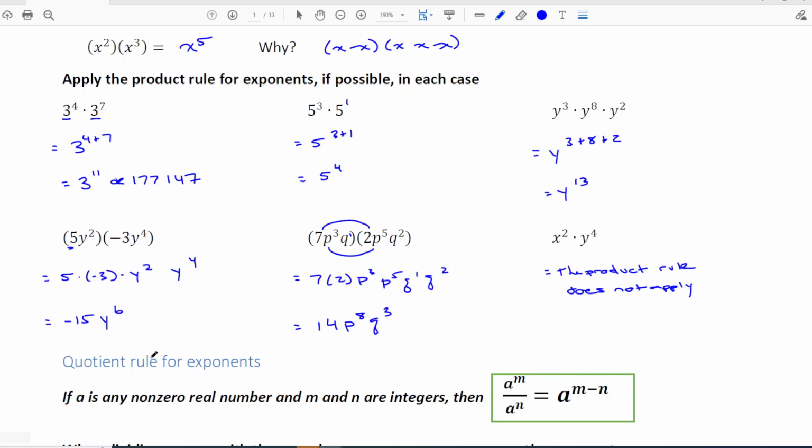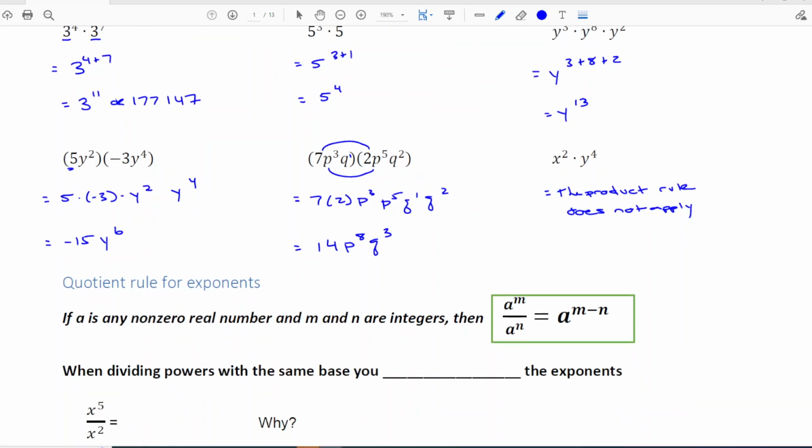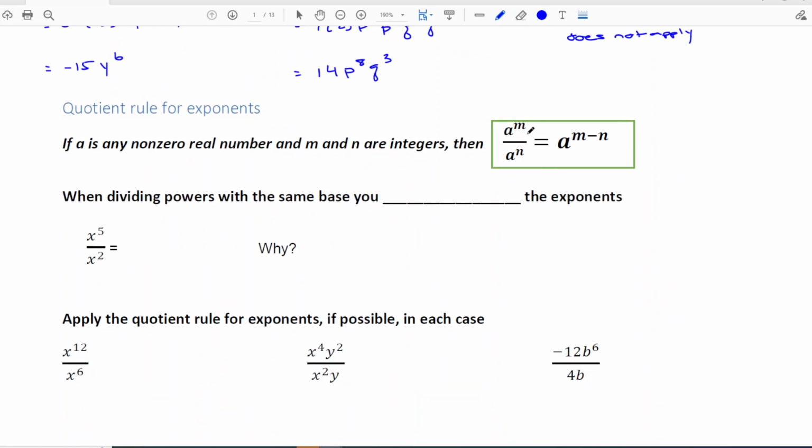Awesome. Okay, the next rule is the quotient rule. So the quotient rule is when dividing powers of the same base, you can subtract the exponents. So if you have x to the 5 over x squared, it would be x to the 5 minus 2, which gives you x cubed.